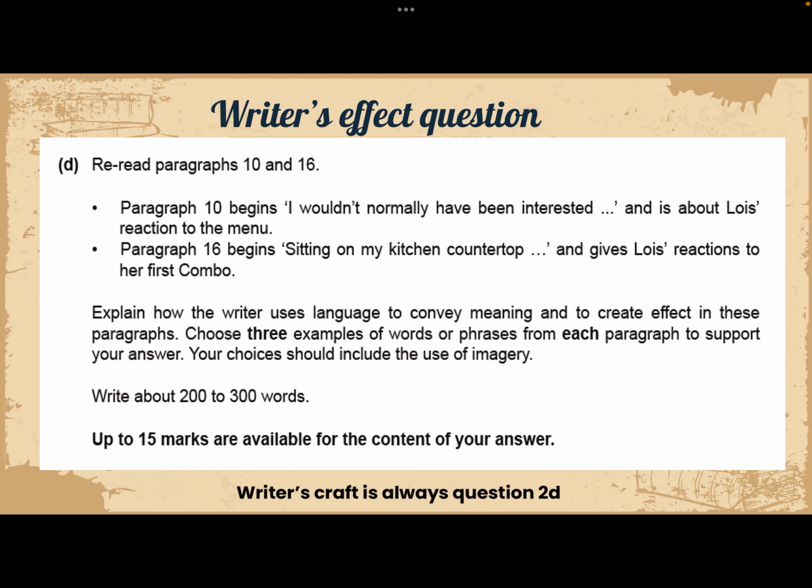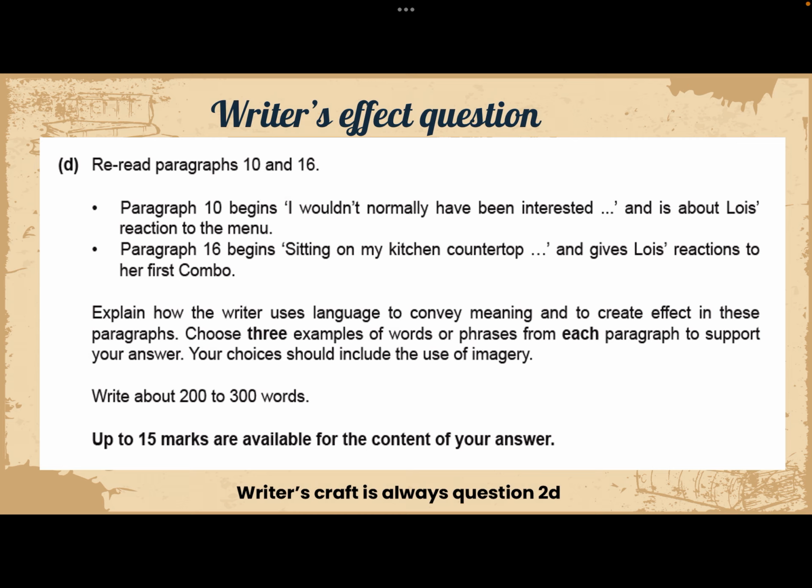So you have to reread paragraphs 10 and 16. This is from the insert. Paragraph 10 begins with, he wouldn't normally be interested, and is about Lewis. Paragraph 16 is about Lewis' reaction, right? And we have to explain how the writer uses language, meaning this is the writer's effect question, to convey meaning and to create effect in these paragraphs. You should choose at least 3 examples of words or phrases from each paragraph to support your answer. Now, your choices should include the use of imagery, for example, onomatopoeia, personification, simile, etc.